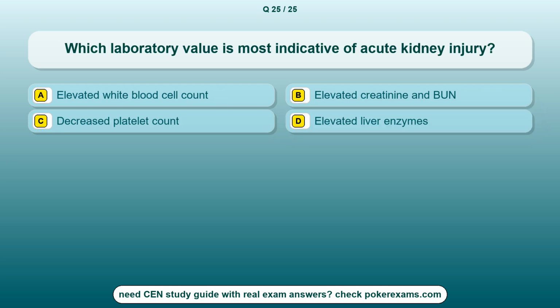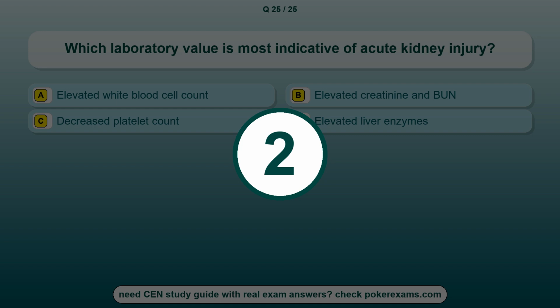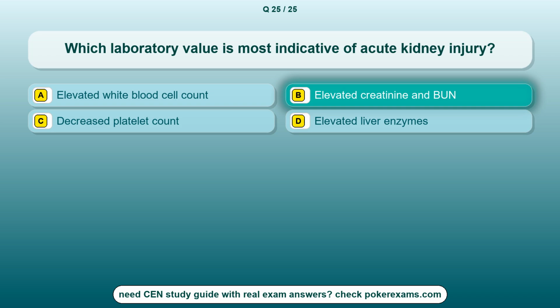Question 25. Which laboratory value is most indicative of acute kidney injury? Option A, elevated white blood cell count. Option B, elevated creatinine and BUN. Option C, decreased platelet count. Option D, elevated liver enzymes. The correct answer is option B, elevated creatinine and BUN.